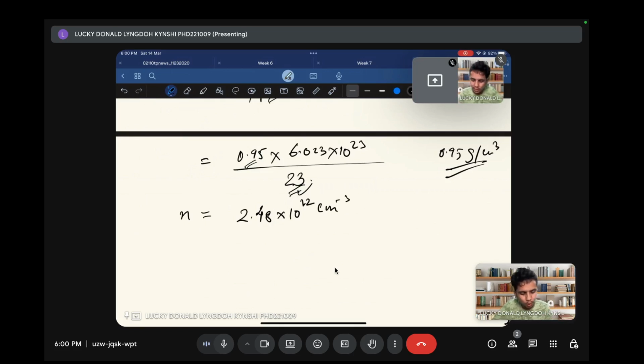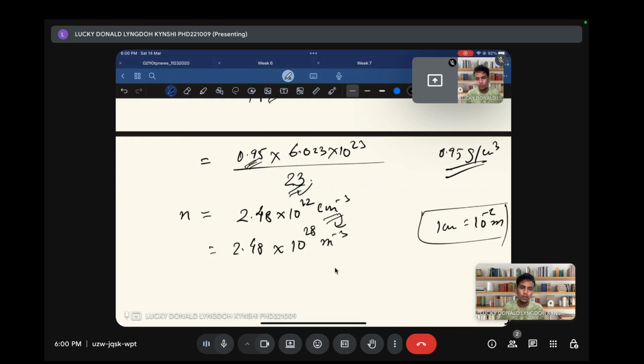If you want to convert this directly into SI unit, then you can easily get it in terms of meter cube. So if I want to express this in meter cube, it's easy: 2.48 into 10 to the power 28 meter cube, because you can use the formula 1 centimeter is equal to 10 to the power minus 2 meter.